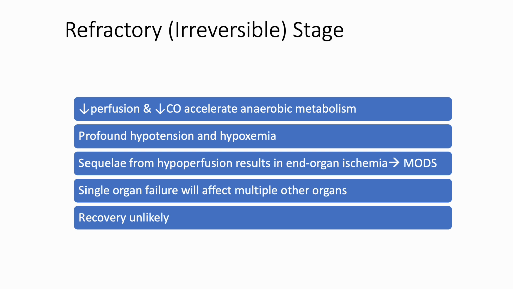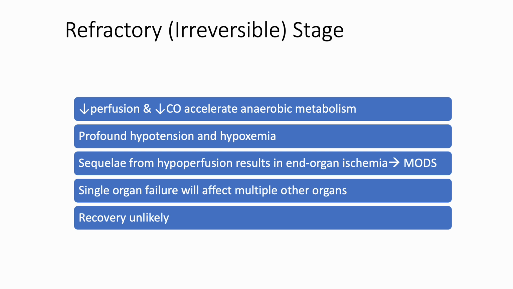In the refractory or irreversible stage of shock, there is decreased perfusion and cardiac output, and this decrease in perfusion and cardiac output accelerate anaerobic metabolism, which then worsens the acidosis. Patients experience profound hypotension and hypoxemia. Hypoperfusion leads to end organ ischemia, progressing to multiple organ dysfunction syndrome or MODS.